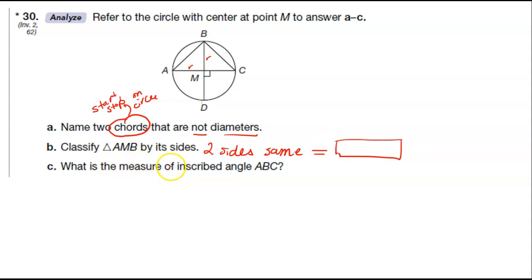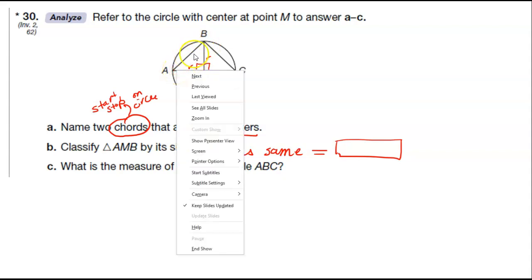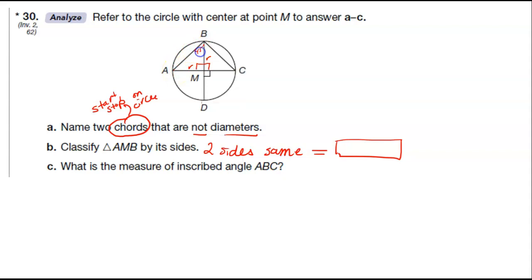Okay, and what's the measure of the inscribed angle ABC? So ABC. So I know that's 90, and that's 90, and that's 90, which means those 2 have to be the same, which means they're going to be 45. And I think that's it. Let me know if you have any questions.